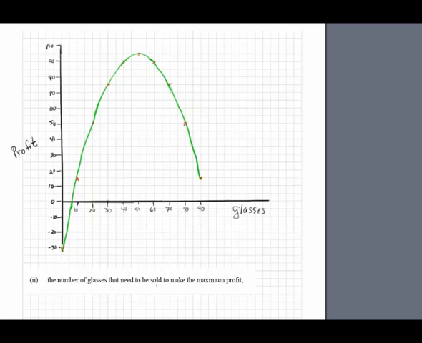Then find the number of glasses need to be sold to make the maximum profit. Well, if the maximum profit was up here at 95, then down here is 50 glasses, so we just have to write down 50 glasses, and we're done. And time's about up for this first section, so pause here and move on to the next.